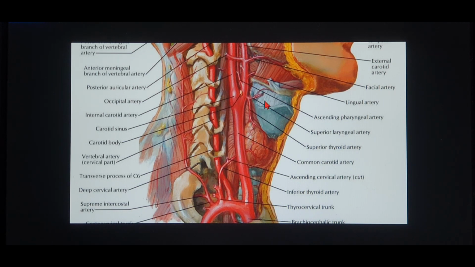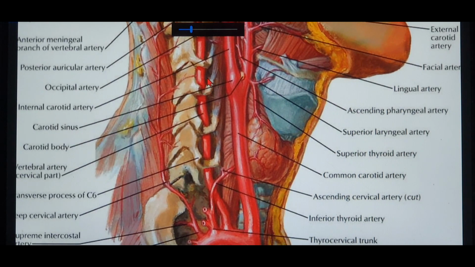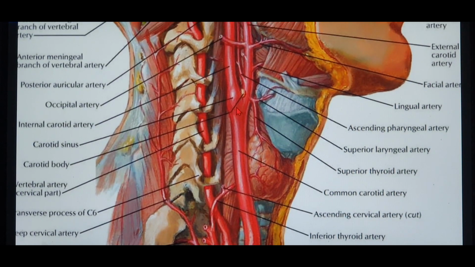Now at the level of the upper border of the thyroid cartilage, as you can see over here, the common carotid artery bifurcates into the ECA and the ICA. Now that's the upper border of the thyroid cartilage. The vertebral level is the intervertebral disc between the C3 and the C4 is the level for the bifurcation of the carotid artery. So it is very important to understand the basic anatomy at the level of bifurcation.